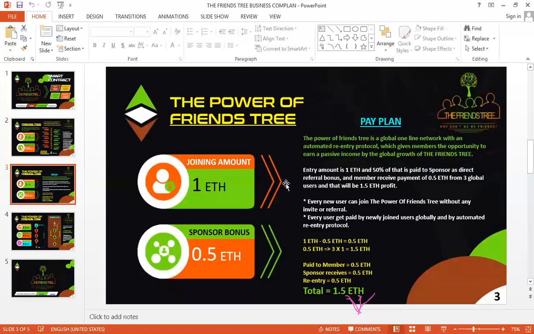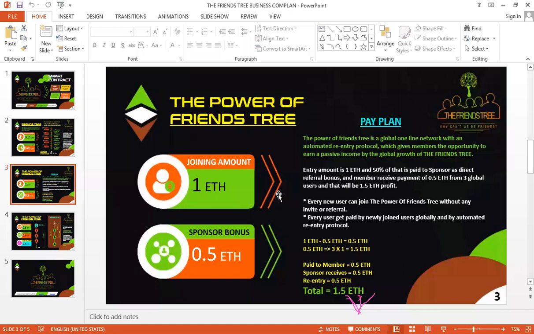Here it says the joining amount is 1 Ethereum, and we have it stated over here. Entry amount is 1 Ethereum. 50% of that is paid to the sponsor as a direct referral bonus. A member receives payment of 0.5 Ethereum from 3 global users, and that will be 1.5 Ethereum profit. So that is it, ladies and gentlemen.